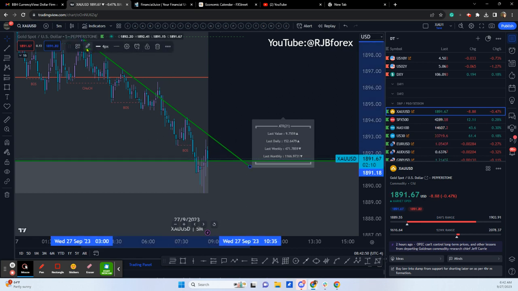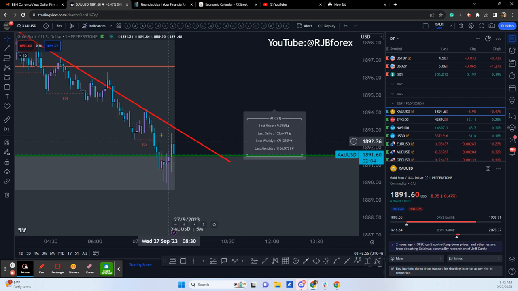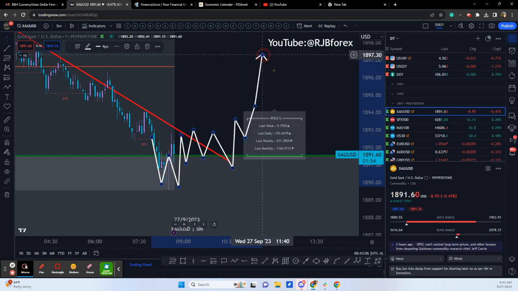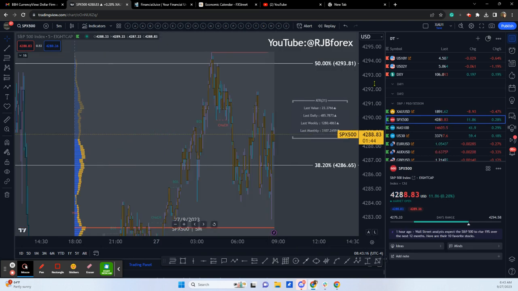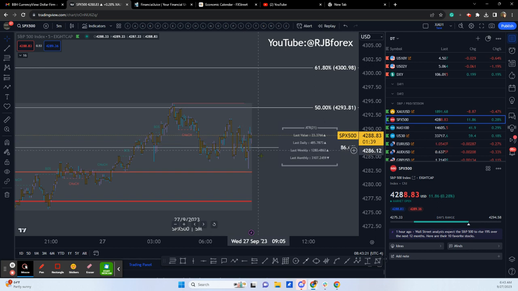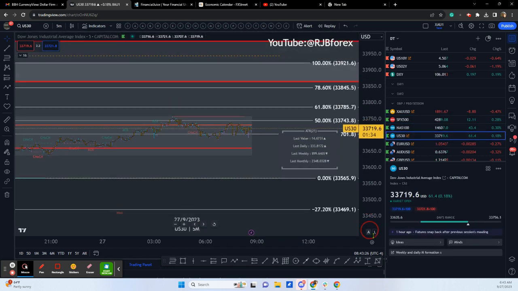But over the next 50 minutes, what I'm hoping to see is a scenario where we're starting to build bullish structure. So we're looking for this to bottom out, break trend line, and move up. Same scenario for the stocks. We've already started to see stocks move up. What I want to see is a drop and then a pump. Same with NAS, same with US 30.